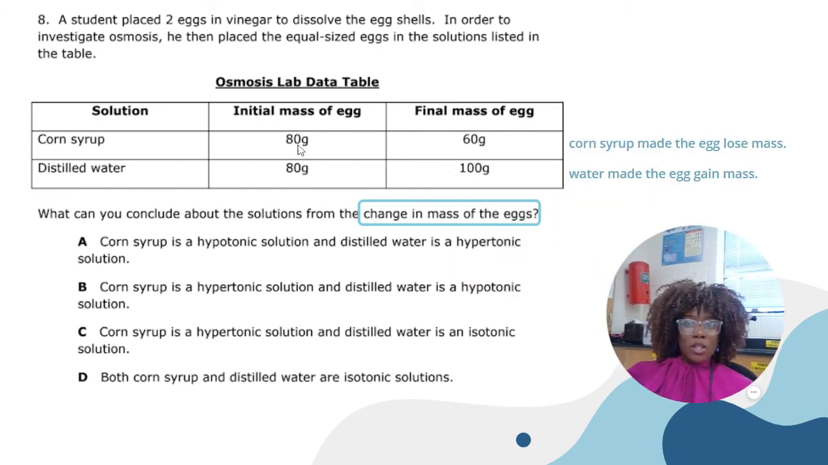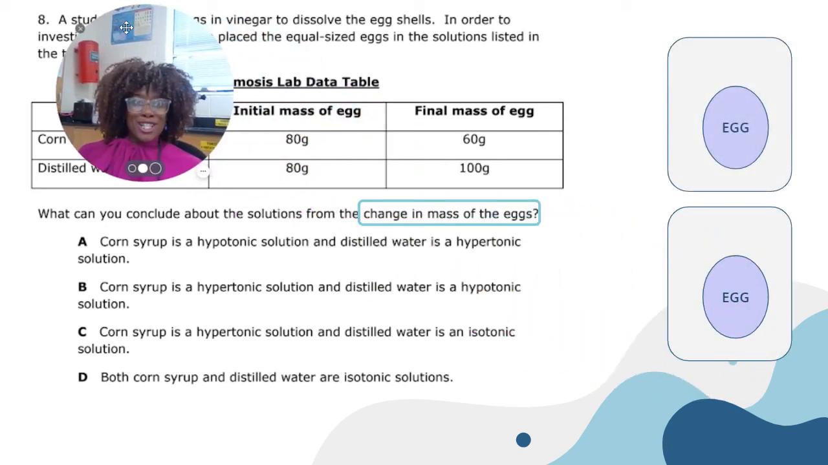Well, corn syrup made the egg lose mass. Distilled water made the egg gain mass. So right now you might already know what the answer is, but you might not. So if you still don't know the answer now, let's go through the next step. What do we do next?